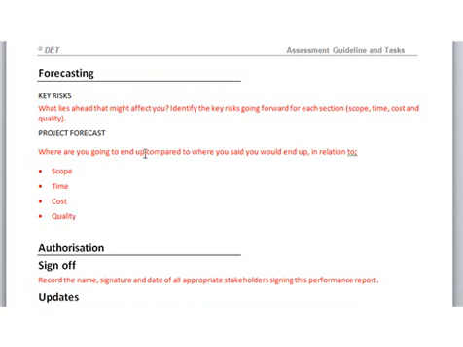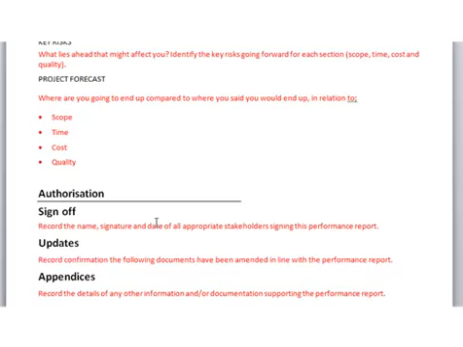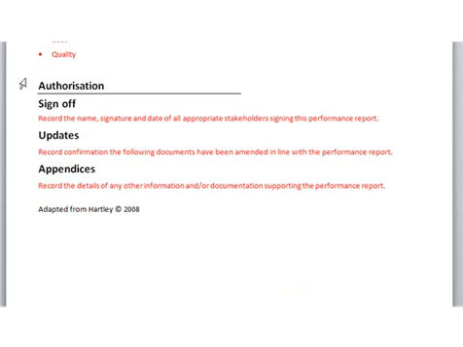It's fairly quick and brief. It shouldn't take you a long time to complete. The last section is just an authorization here, a sign off. So you just record the name, you don't need a signature, of all the appropriate stakeholders signing this performance report. So if you need to get management signatures on things, as some organisations do, this template allows you to do it. But for our assessment purposes, our marking purposes, we don't need a signature.